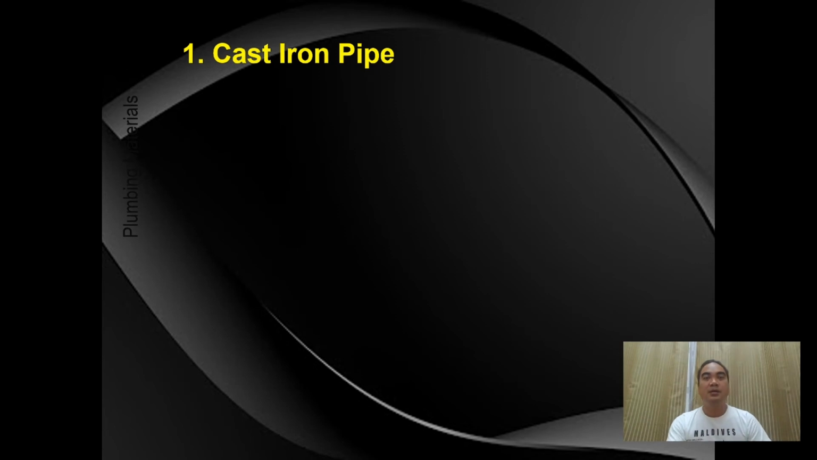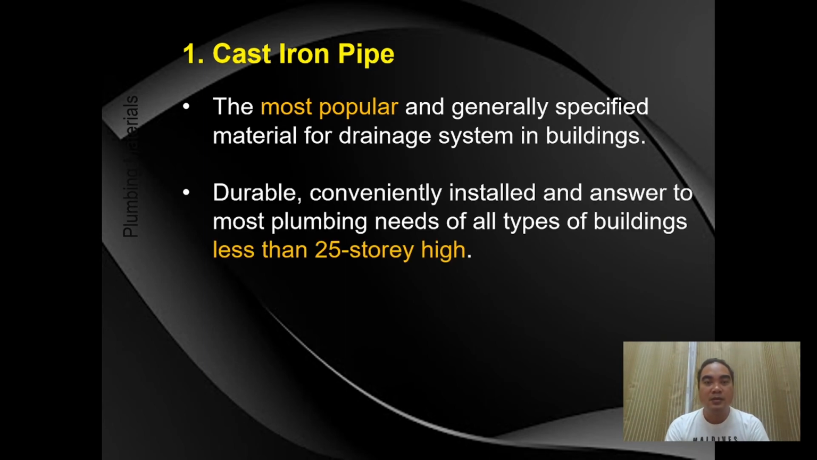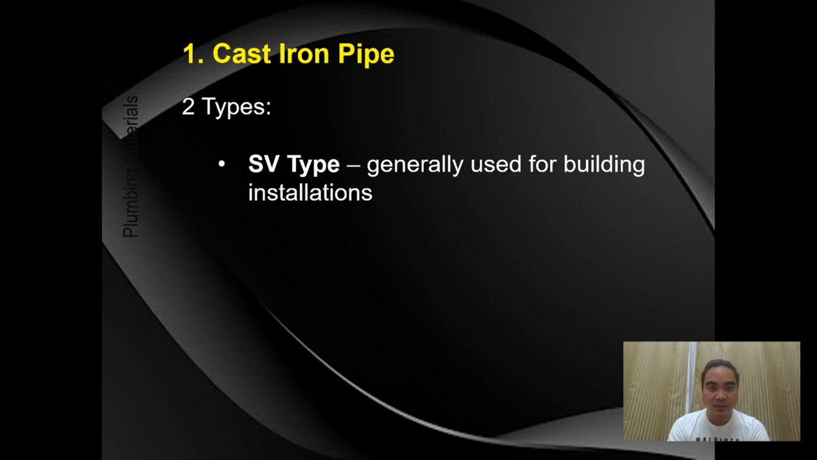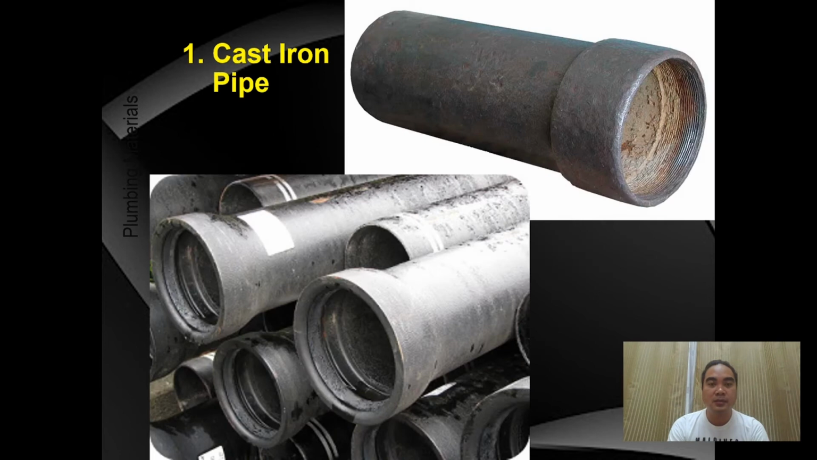Plumbing material. Cast iron pipes. The most popular and generally specified material for drainage systems in buildings. Durable, conveniently installed, and answers most plumbing needs in all types of buildings less than 25 stories high. Types: SB type, generally used for building installation. XB type, heavy duty pipes used for underground installation. Cast iron pipes.